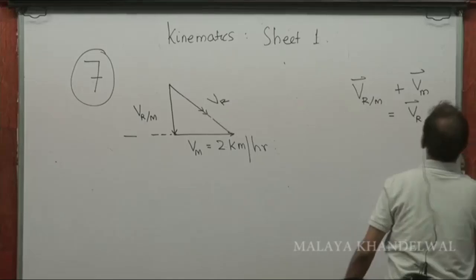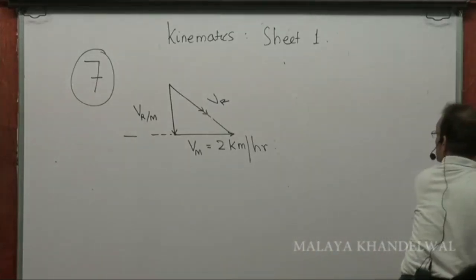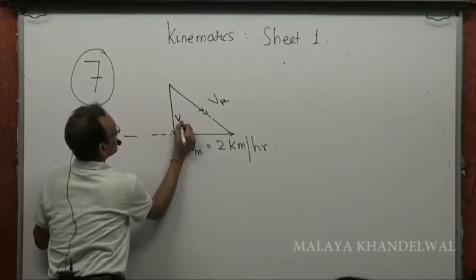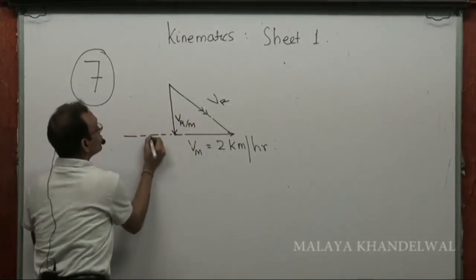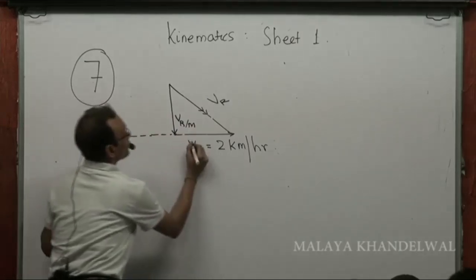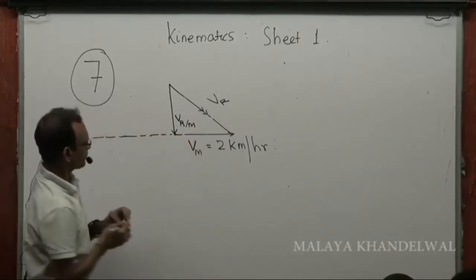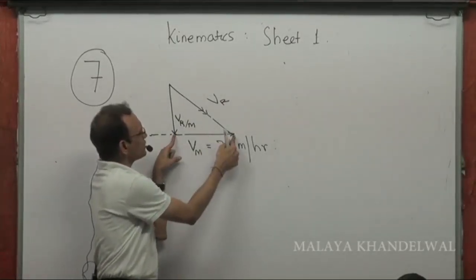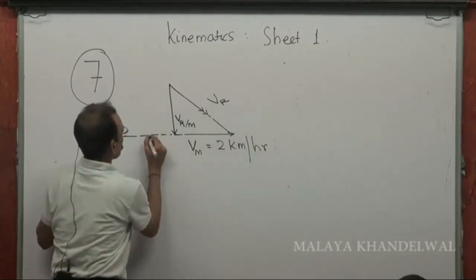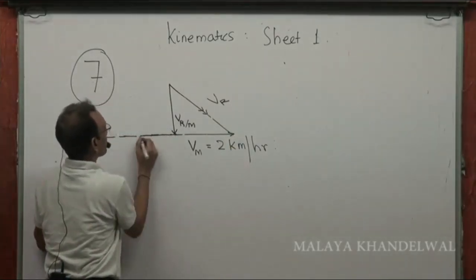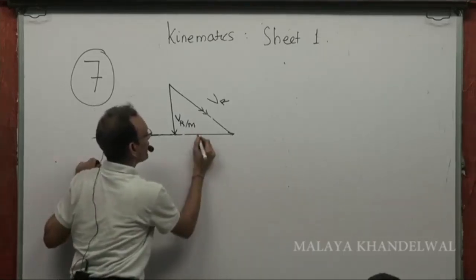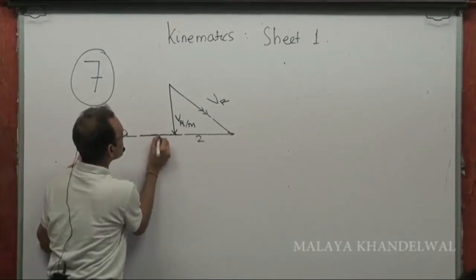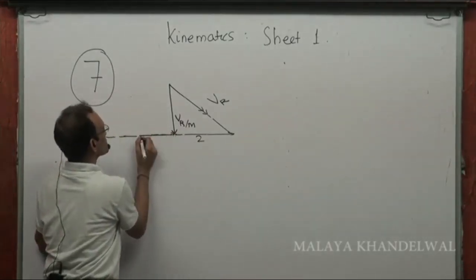Which means, what I do is, this is velocity of rain with respect to the man. See, it's about time you learned how to be effective in drawing your velocity diagrams. Okay, this is 2 kilometers per hour. I add another 2 units length to this vector. Say, this was velocity of man. This length was 2 kilometers per hour. I add another 2 kilometers speed.